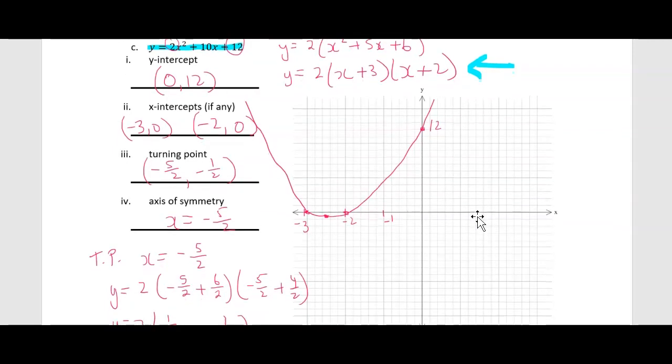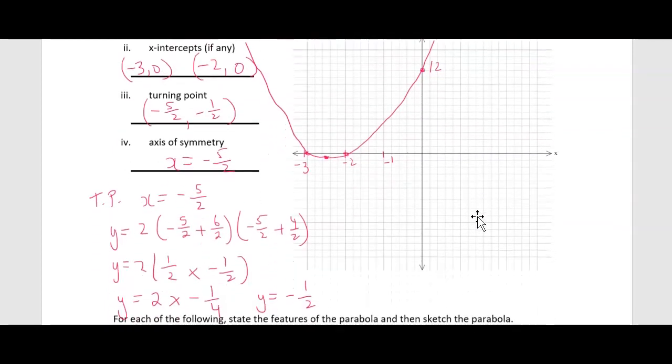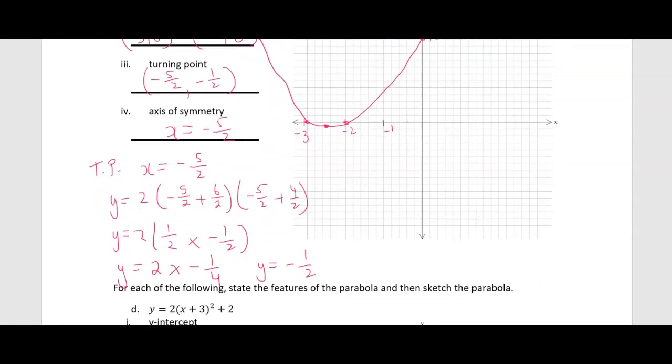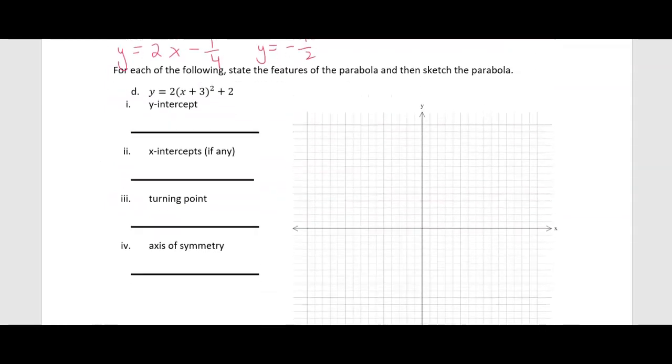I've got the key features on there, and technically what I've drawn is not wrong. Just doesn't look too good. And I probably should label that turning point as well. So -5 on 2, -1/2. All right, let's move on to the next one.